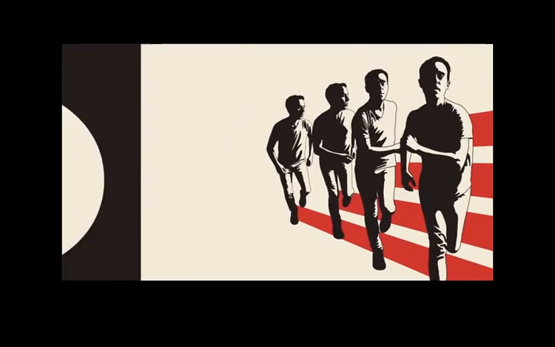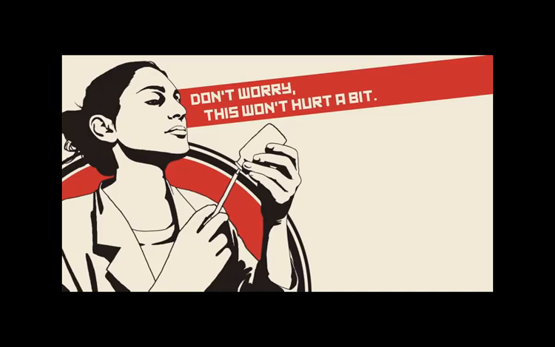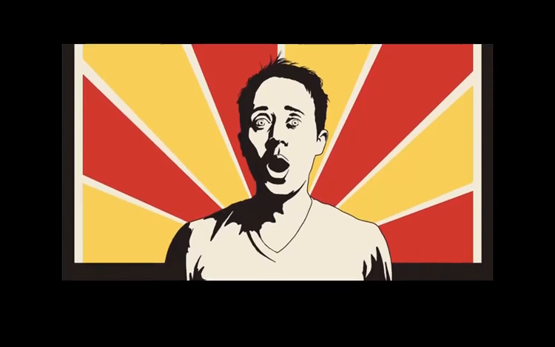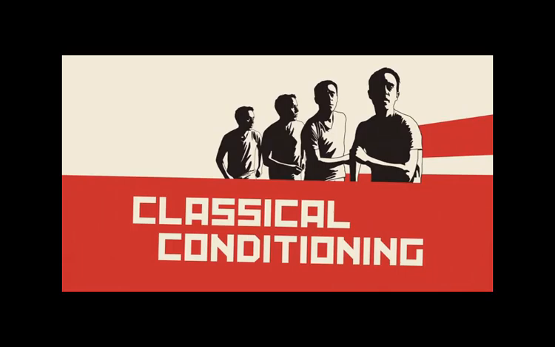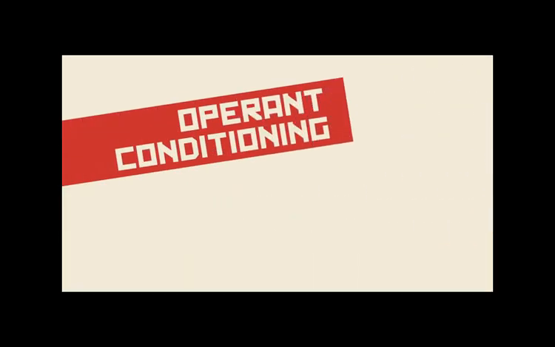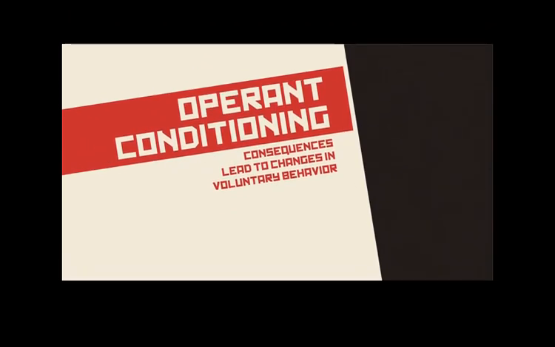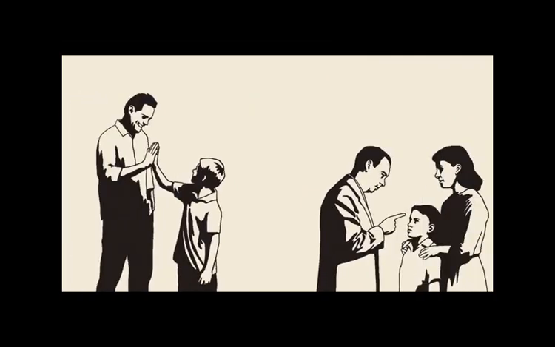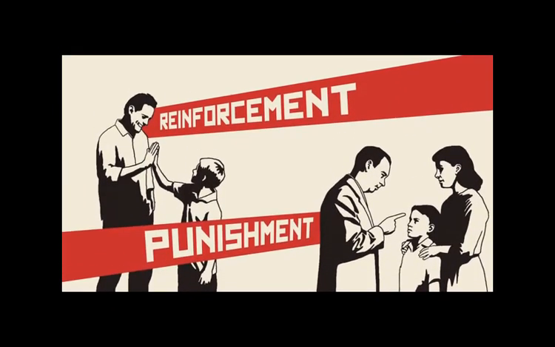When you went to get a shot, the words "this won't hurt a bit" became a conditioned stimulus when they were paired with the pain of the shot, the unconditioned stimulus, which was followed by your conditioned response of getting the heck out of there. Classical conditioning in action. Operant conditioning explains how consequences lead to changes in voluntary behavior. So how does operant conditioning work? There are two main components in operant conditioning, reinforcement and punishment.